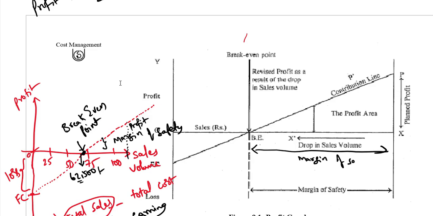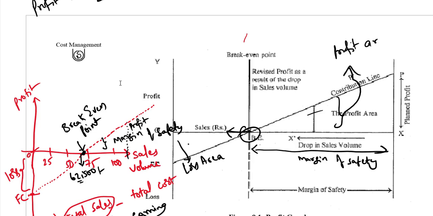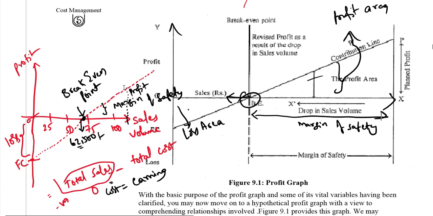Why is this called margin of safety? Because beyond the break-even point, whatever the company produces, it is going to fetch only profits. If the volume reduces below the break-even point, then it is going to incur loss. This area is called loss area for the company, and this entire area is called the profit area. Okay, this is the profit, this is the sales volume. This graph is called the profit volume chart or profit graph.